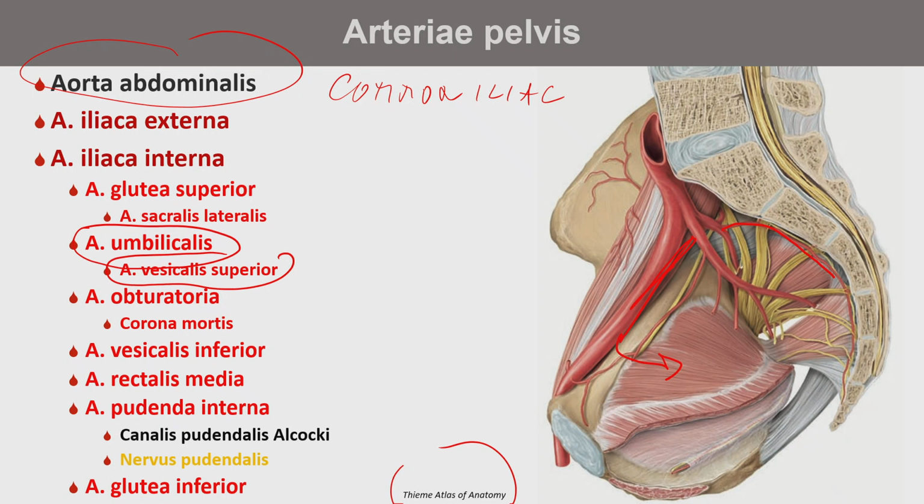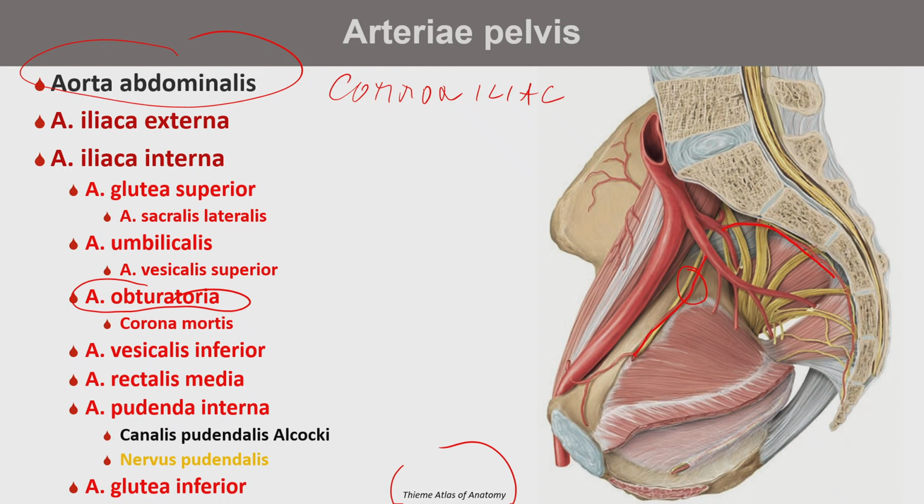So vesicalis superior is the superior urinary bladder artery. The next artery, which is seen here, also very important, is the obturator artery. You can see that it is accompanied by a nerve. What nerve? It's easy. It's the obturator nerve.